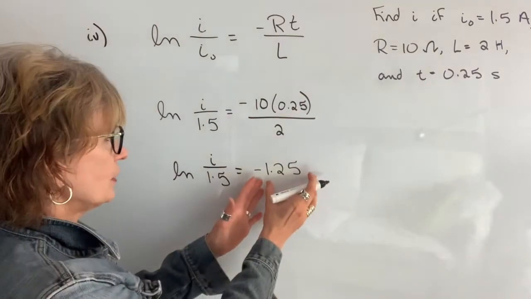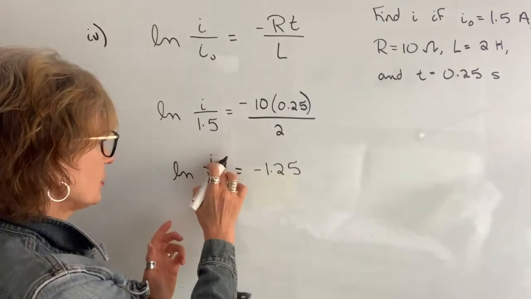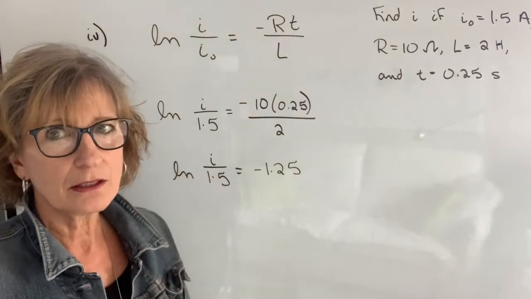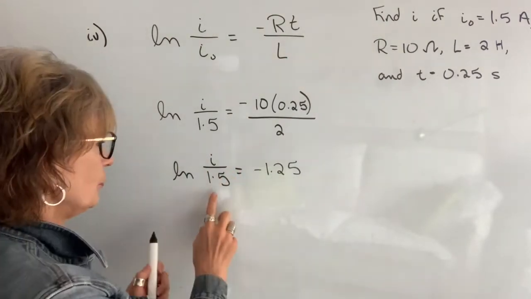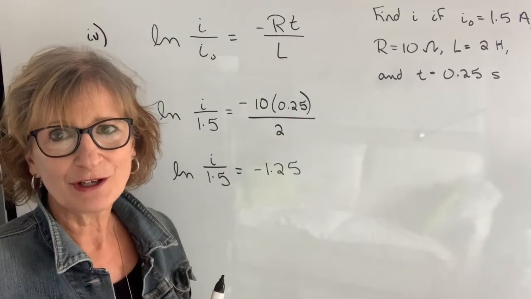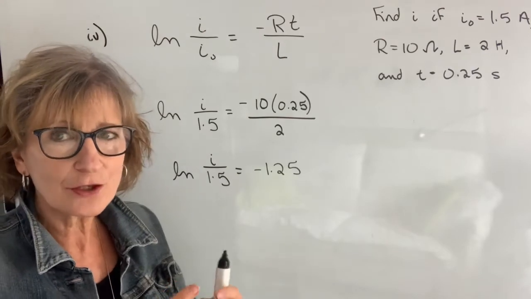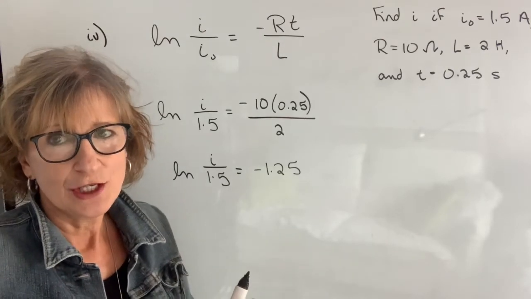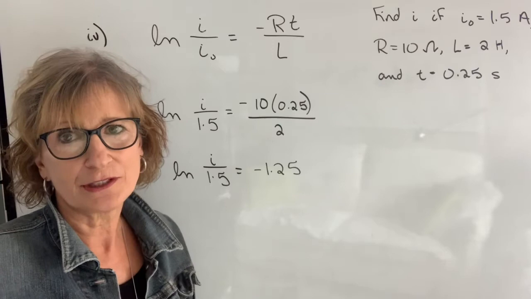There's nothing more I can do here. I can't touch this I. And one thing I want to caution you about, you also cannot touch the 1.5. Some people want to multiply both sides by 1.5. It's part of a natural log quantity. You can't touch it until you get it out of that quantity position.